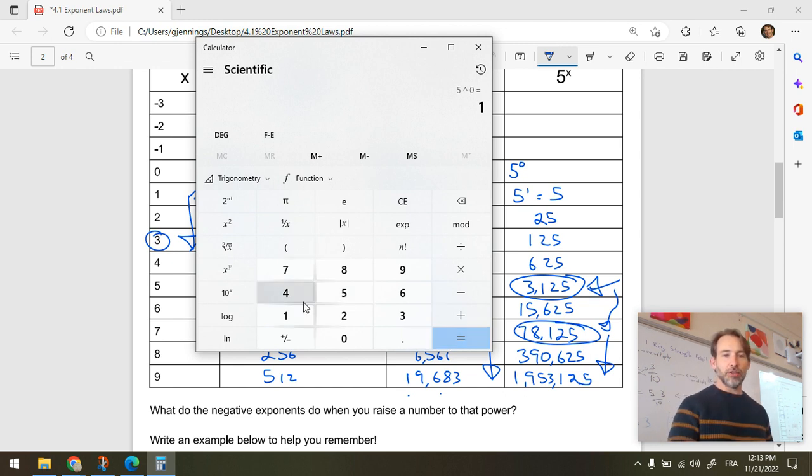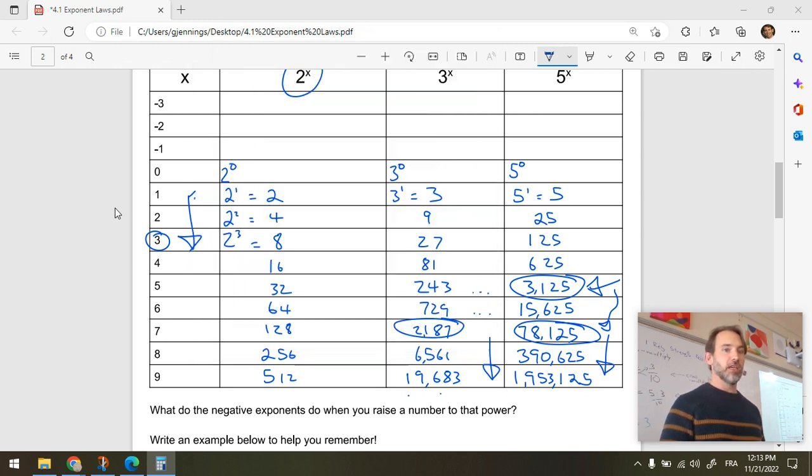Let's try 1,400.3 raised to the power 0. What's your prediction? 1. Oh, wow. It seems like whatever I put in there to the 0 gives me 1. Isn't that interesting? Anything to the power 0 is seeming to give me 1. Okay, so these are all equal to 1. And all of them have the same value.